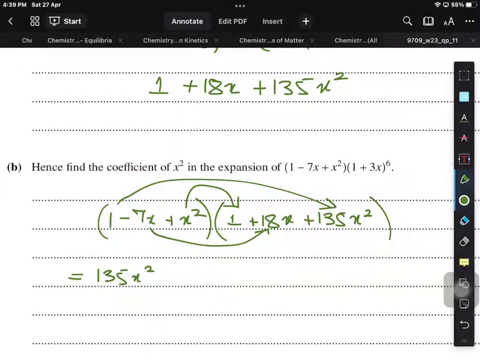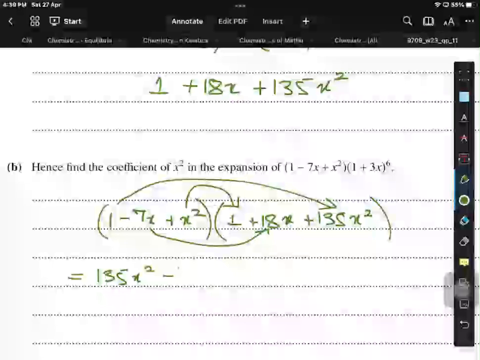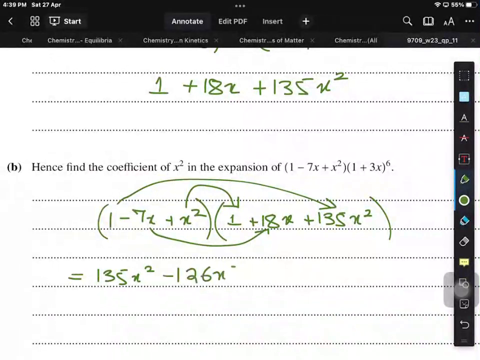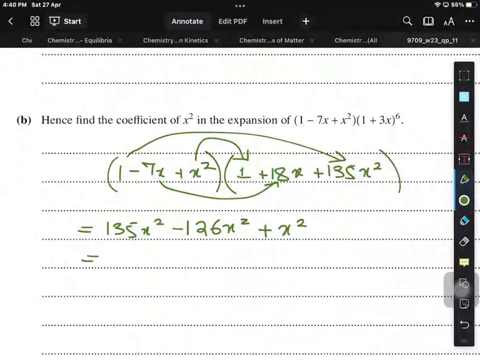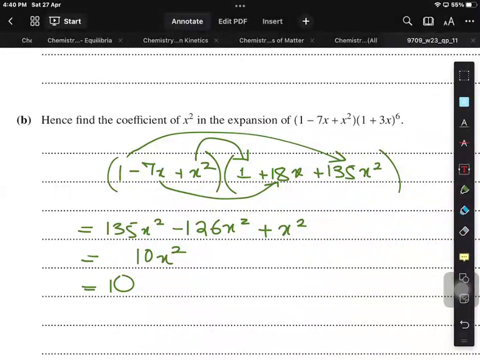So minus 7 times 18 would be minus 126 x squared, and then 1 times x squared is just x squared. So 135 minus 126 plus 1, that is 10. So that is 10x squared. So the coefficient here is basically 10, right? That is the coefficient of x squared. Right, so that was for question number 1.